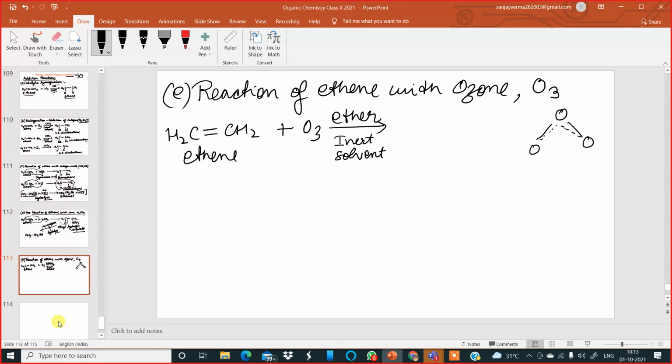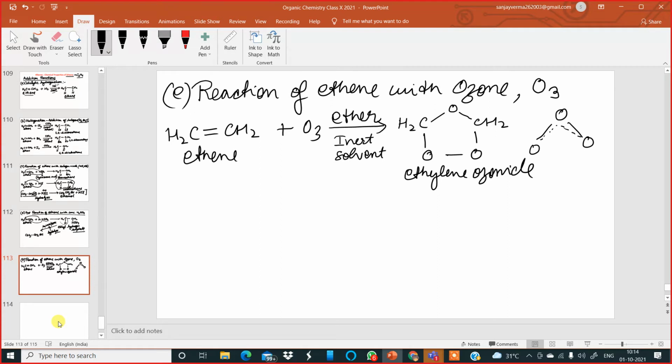To break the double bond completely. The double bond between the two carbon atoms is broken completely. And then in between the two carbon atoms, there is a link by an oxygen atom, like this. This is what happens. Now this compound which is formed is an intermediate. This compound is called ethylene ozonide.